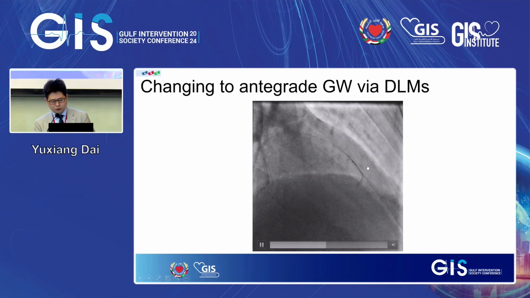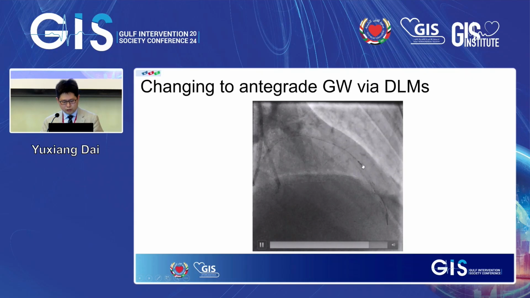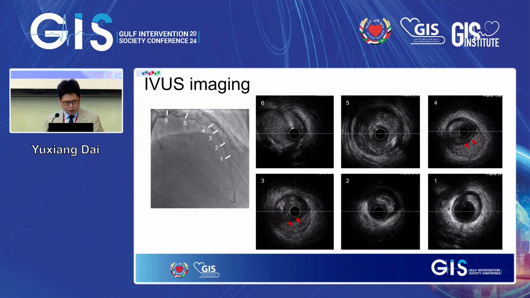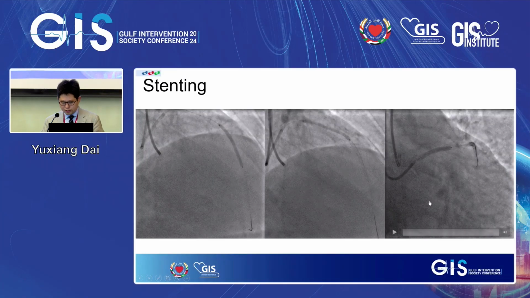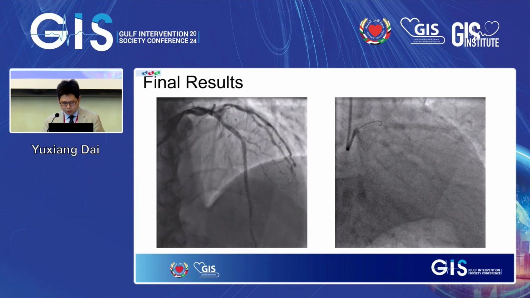Then, by anchoring the antegrade wire, we advanced the retrograde microcatheter to antegrade, and with the help of a dual balloon microcatheter, we advanced the workhorse wire to the distal LAD. Routine IVUS was performed, and we could see the wire was totally in the true lumen. However, there was some hematoma in the middle segment, and 2 stents were implanted, and that's the final result.